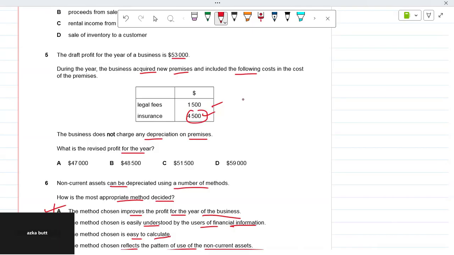So what is the draft profit, which is 53,000, minus 4,500. This is equal to 48,500.